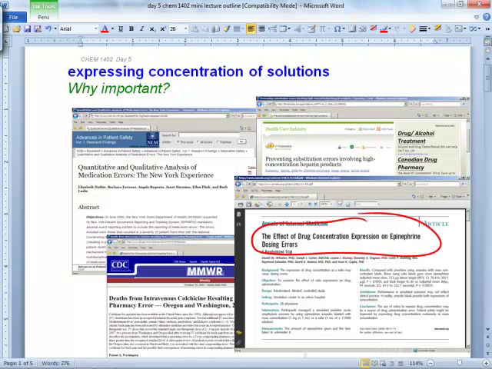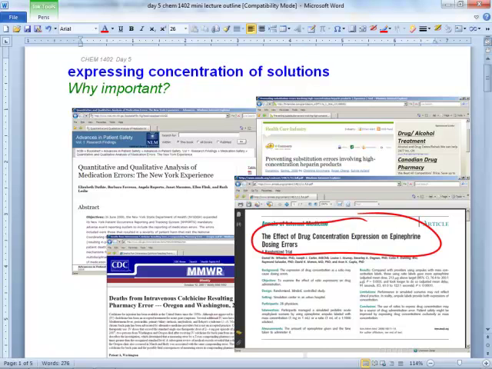Effective drug concentration expression on epinephrine dosing errors. So some people aren't used to, maybe it's molality, or maybe it's weight percent. I don't know. I have to dig into that article to see what it was. The type of concentration unit people weren't quite understanding. But it happens, right? And high concentration errors.